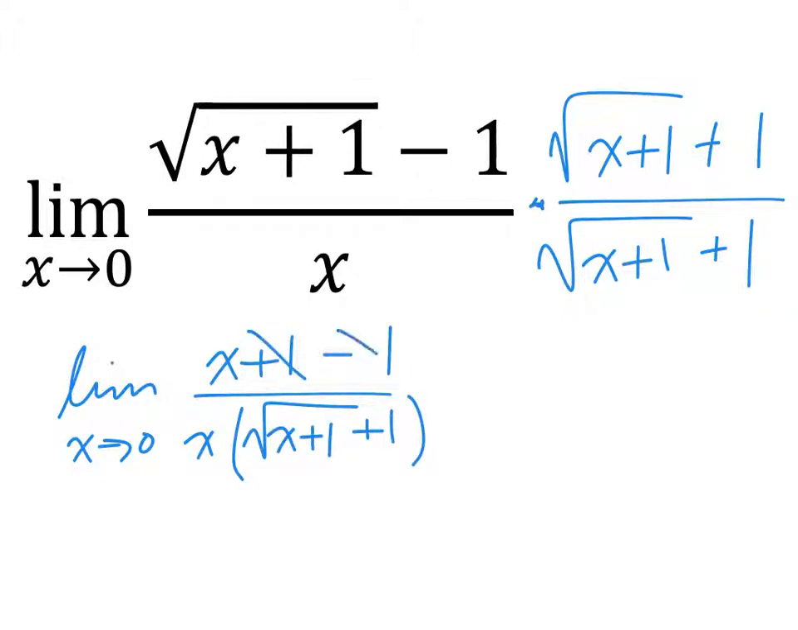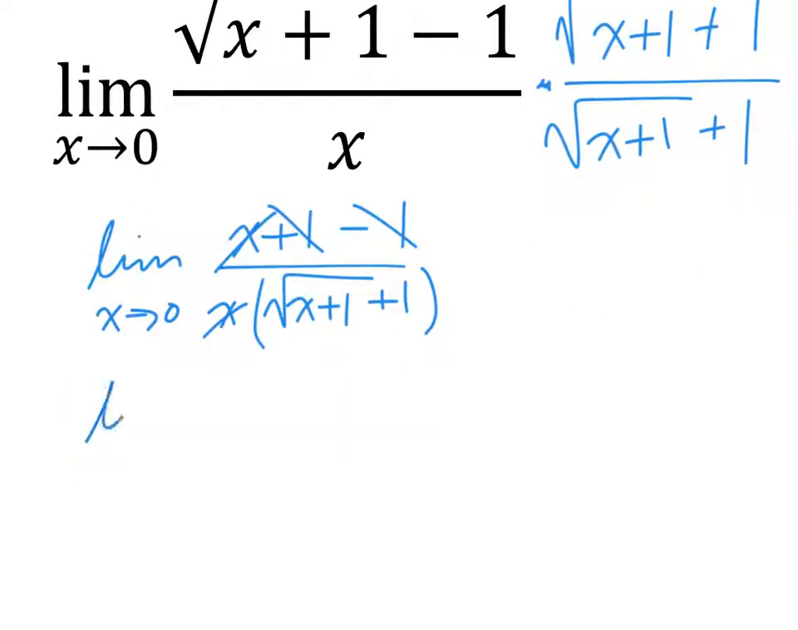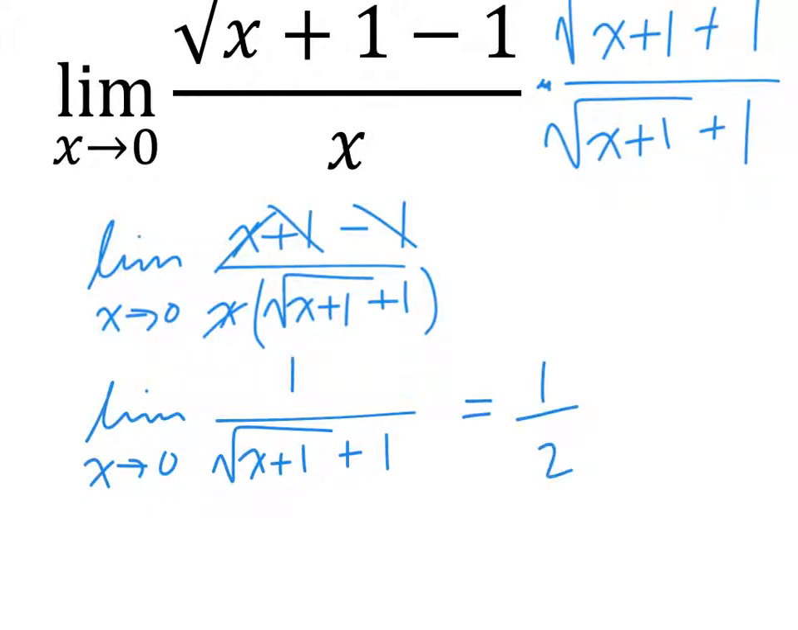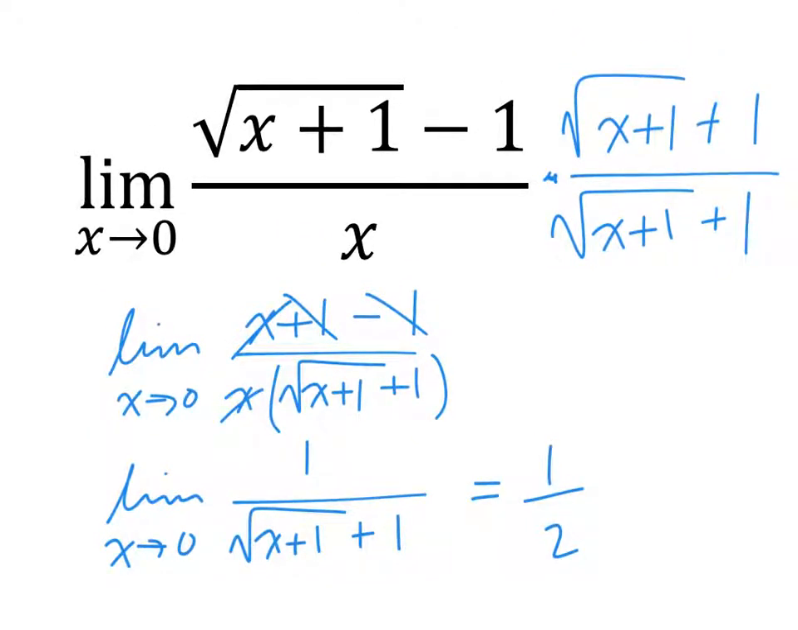Okay, so that 1 cancels, and you can see x will cancel as well. So you basically have a limit as x goes to 0 of 1 over square root of x plus 1 plus 1. And when x goes to 0, it is just 1/2. Okay, so make sure you multiply by the conjugate.